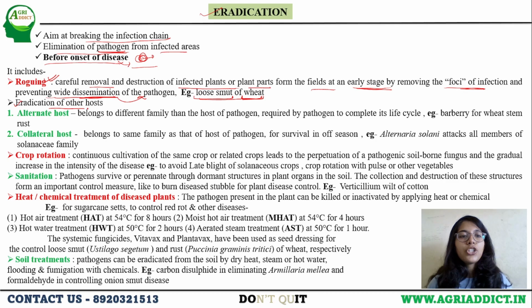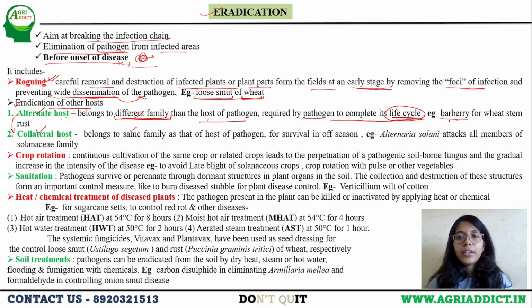It also includes the eradication of the host. So host is of two types. Besides the main host, there are the alternate host and the collateral host. Alternate host belongs to a different family than the host of the pathogen, and this alternate host is required by the pathogen to complete its life cycle. This is the most important point you need to remember, because questions can come asking what is an alternate host. So remember that the alternate host belongs to a different family than the host of the pathogen, and it is essential for the pathogen to complete its life cycle.